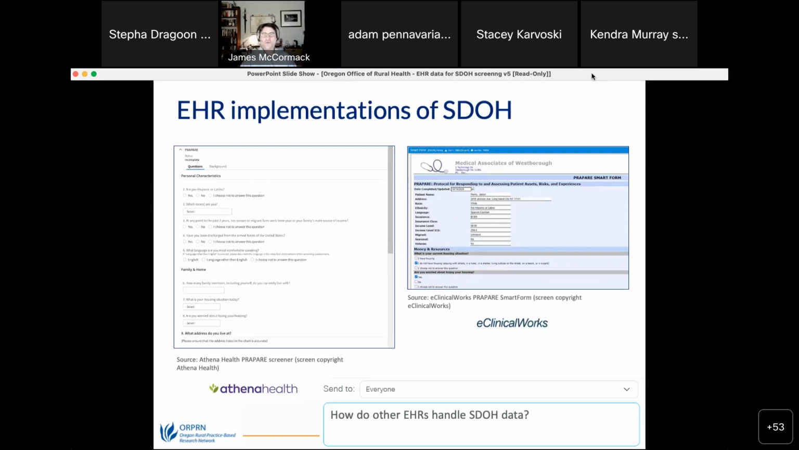So if you're in that category and you know who I'm talking about, you can still build structured data elements to capture the contents of a prepare questionnaire. It's not going to work with the canned reports and other neat stuff, but it will allow you to collect the data without having to purchase an additional module.